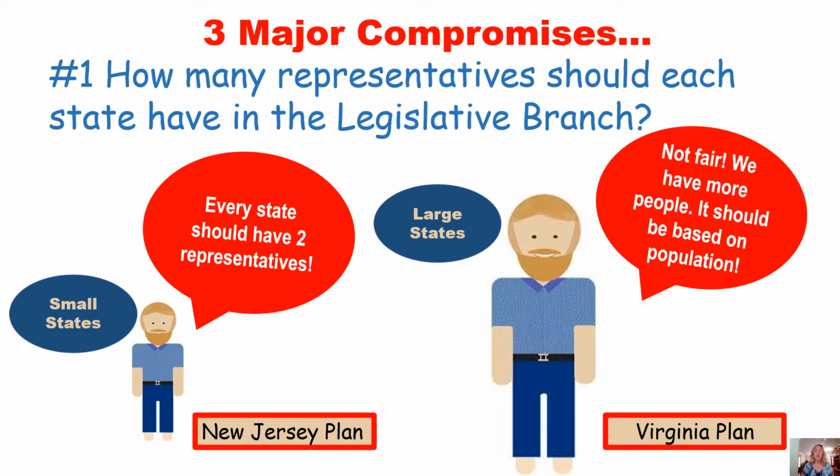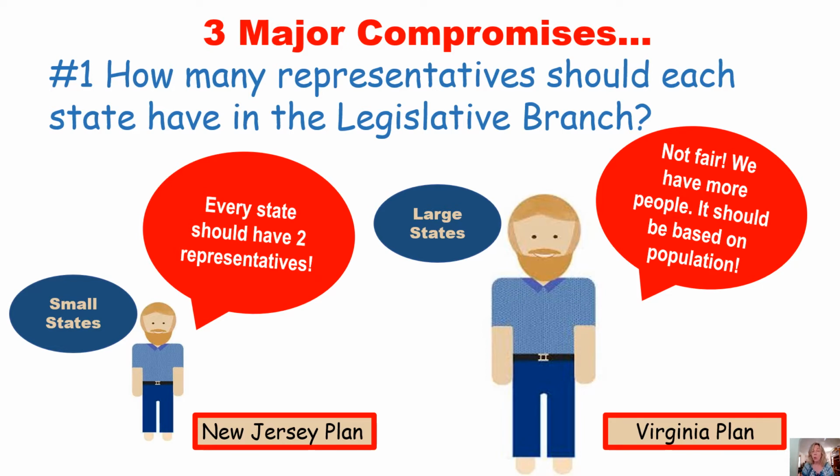The first issue that arose was how many representatives to send to the legislative branch. Remember, that's Congress. Those are the guys who make the laws. Small states came up with the New Jersey plan that stated every state should send the same number of representatives. That's fair. Every single state sends two representatives and it's equal. Larger states came up with the Virginia plan and said, no, that's not fair at all.